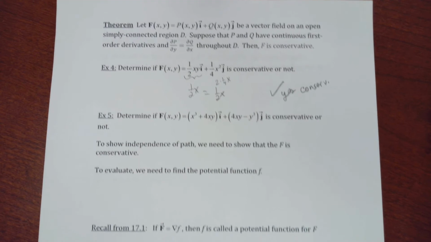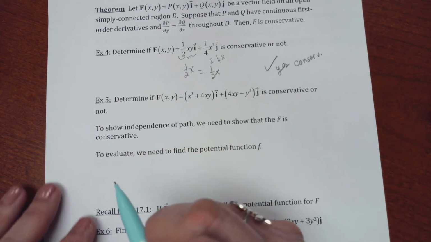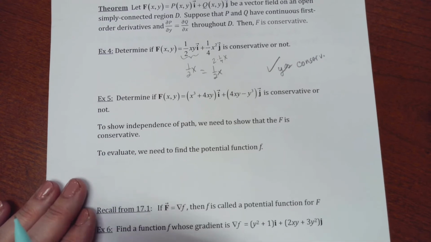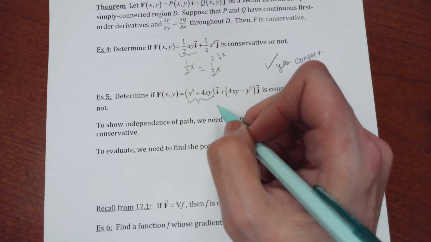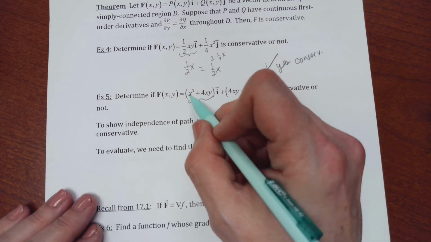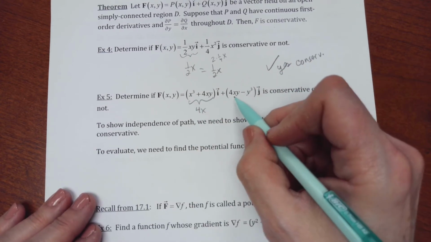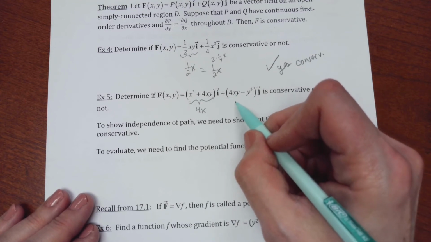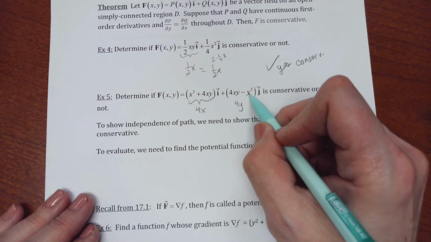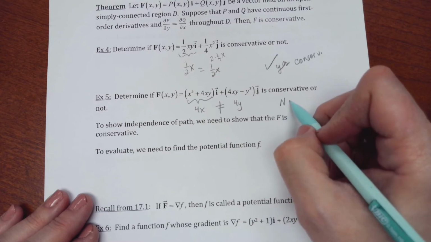Okay. So down here, determine if this is conservative or not, independent of path. I do the derivative of my P part with respect to y. So that goes away. The derivative of this with respect to y is 4x. Then I do the derivative of this part, but with respect to x. The derivative with respect to x is 4y, and that part would go away because there are no x's at all. So this is not equal. So that's a big fat no.